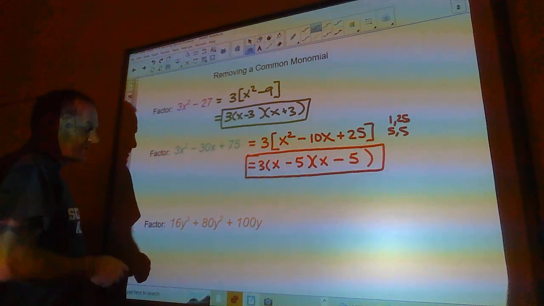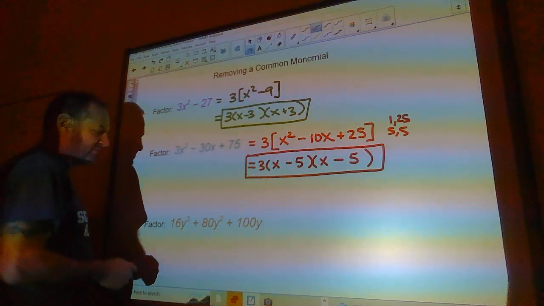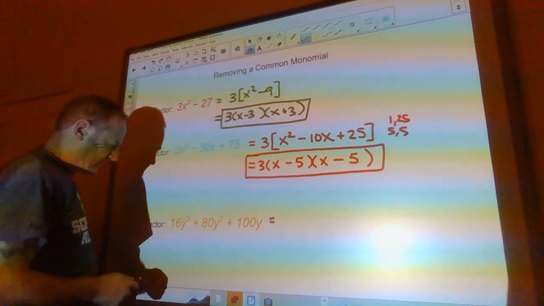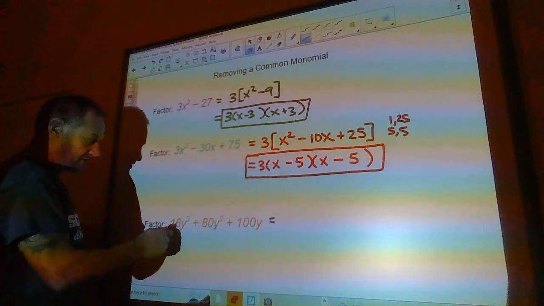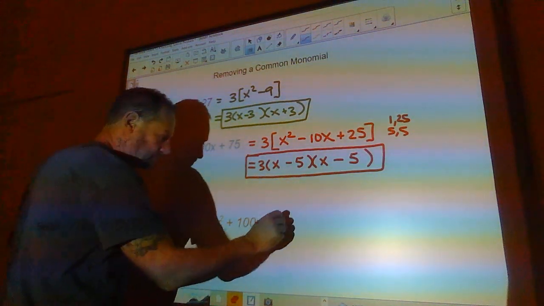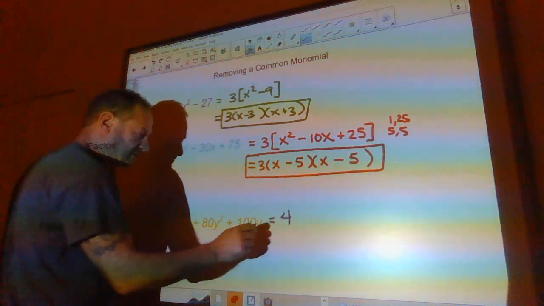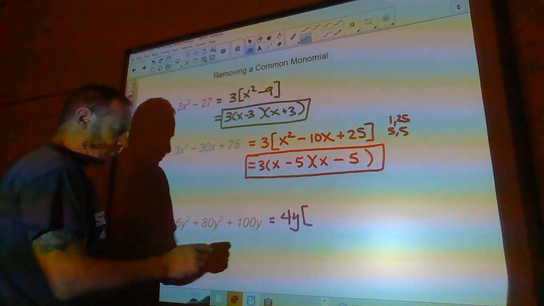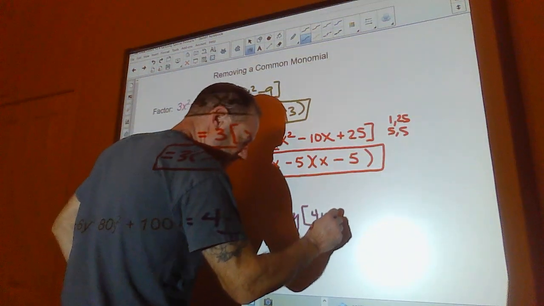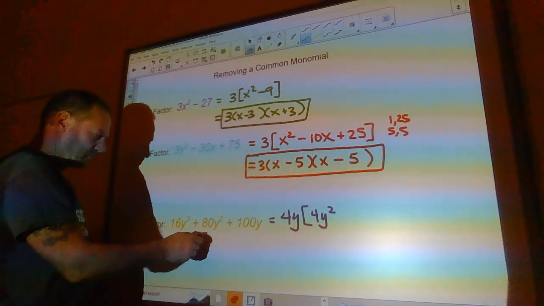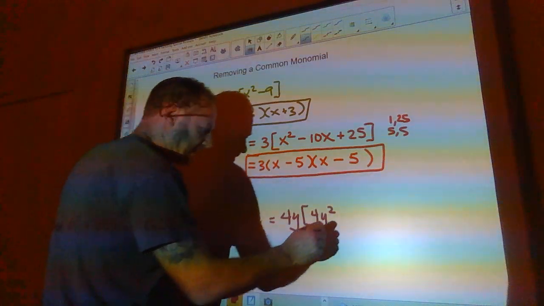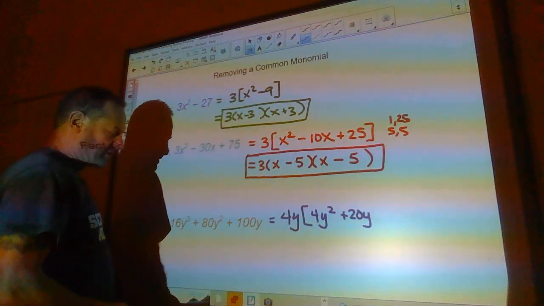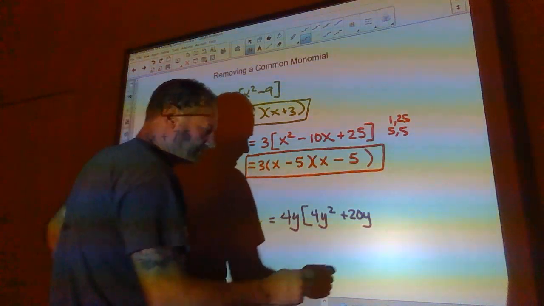Okay, on this one, let's see. I can take out a 4, definitely, because all these are divisible by 4. And they all have a y, so I can take out a y. And that leaves me with a 4y squared, that leaves me with a 20y, and that leaves me with a 25.